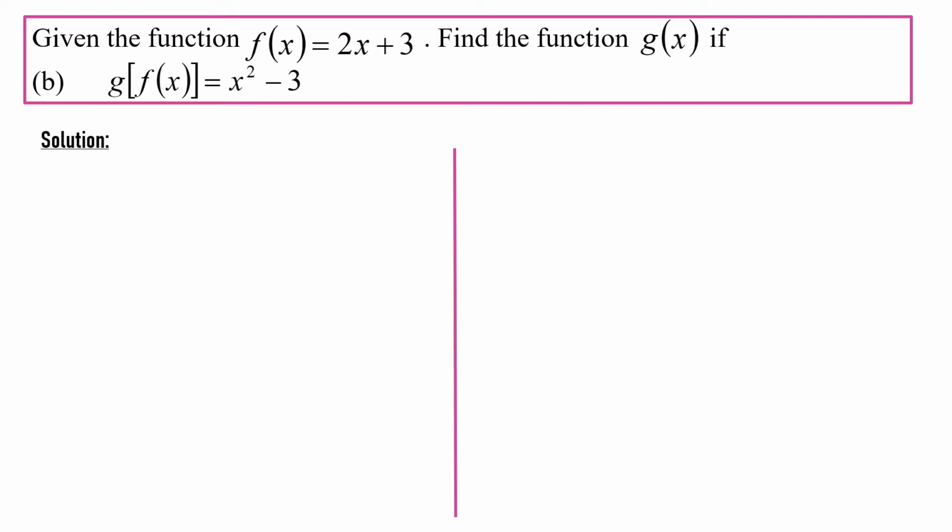Given the function f of x equals 2x plus 3, we need to find the function g of x if g of f of x equals x squared minus 3. Okay, so now we need to write the information given, g of f of x equals x squared minus 3, and then we substitute the function inside, which is f of x, with 2x plus 3.